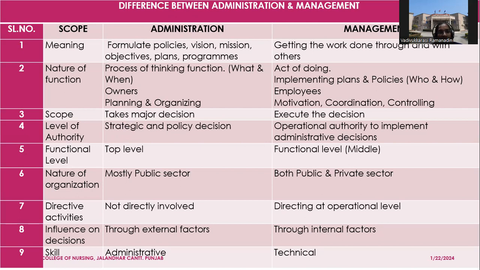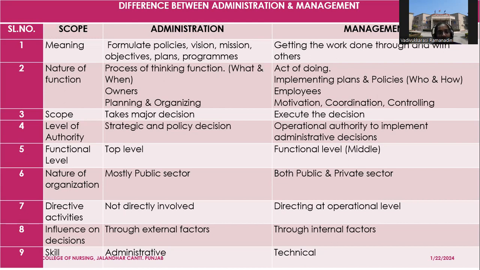As for directive activities, in administration it is not directly involved, whereas in management, it is directing at the operational level, because they have to direct the people to implement the work execution activity. So they have to involve the people, tell them this is the right way to do it, and control the people. So the direction is at the operational level in management. That is not much there at the administrative level.